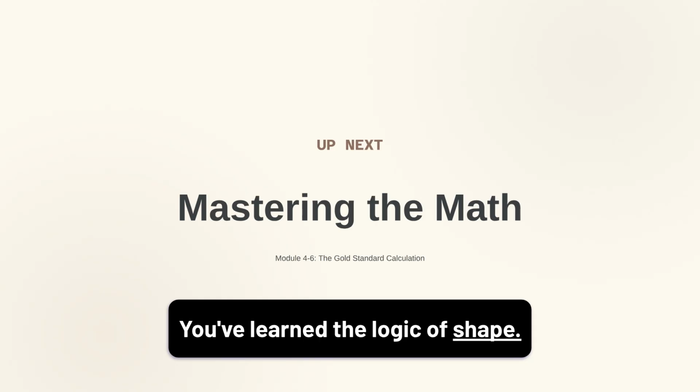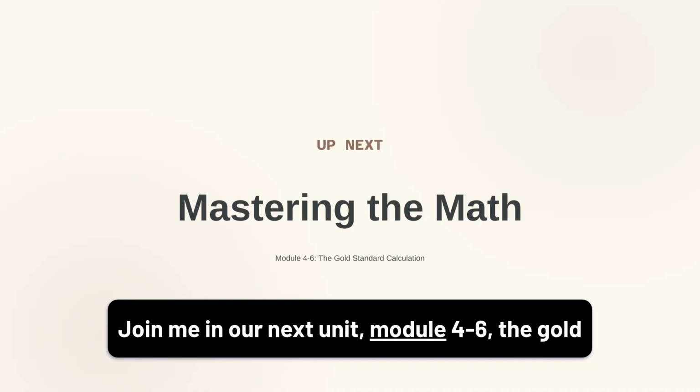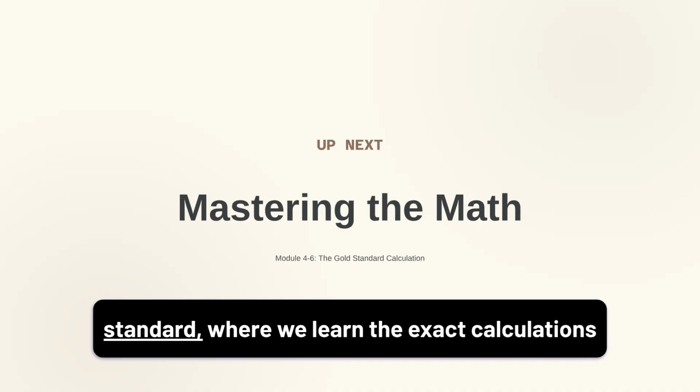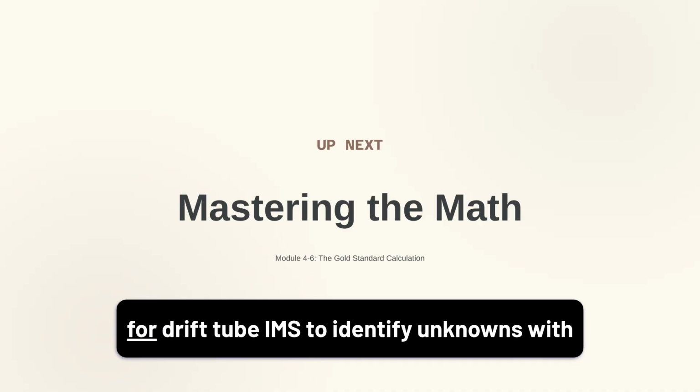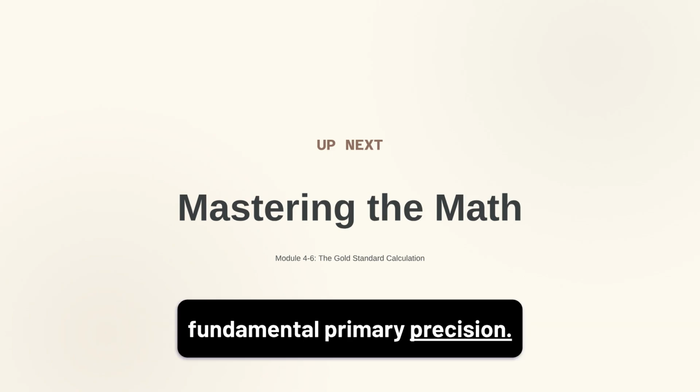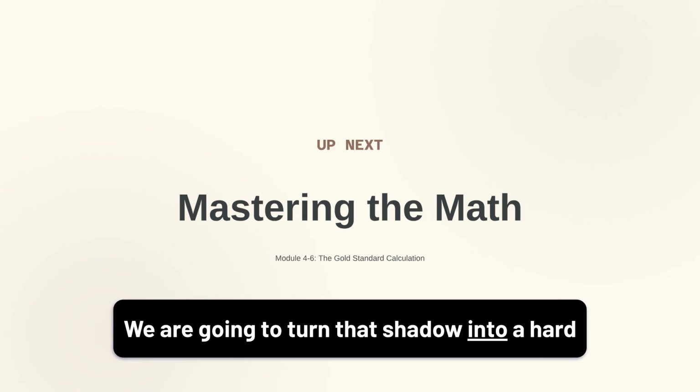You've learned the logic of shape. Now it's time to master the math. Join me in our next unit, Module 4 to 6, the gold standard, where we learn the exact calculations for drift tube IMS to identify unknowns with fundamental, primary precision. We are going to turn that shadow into a hard number.